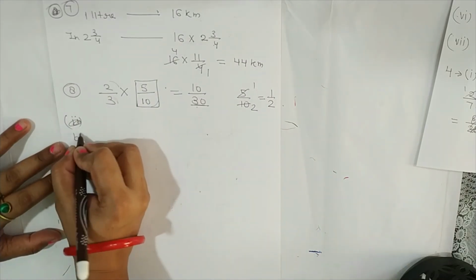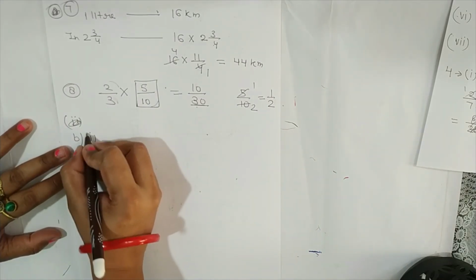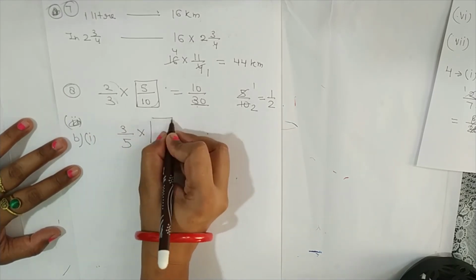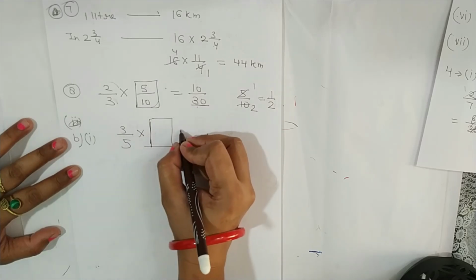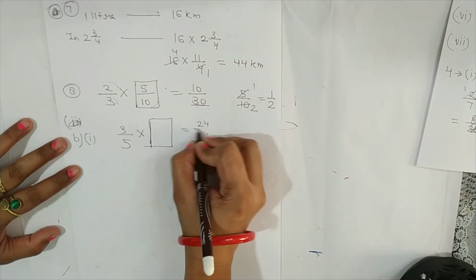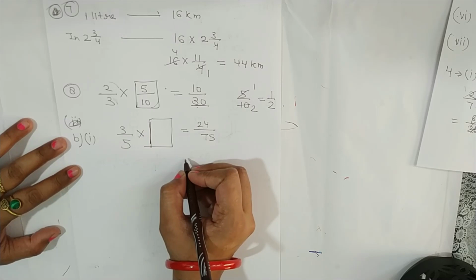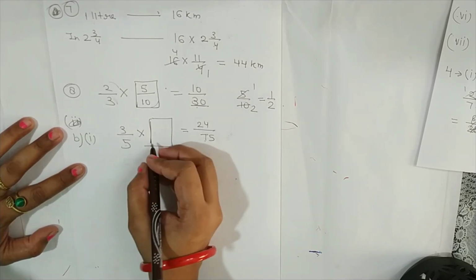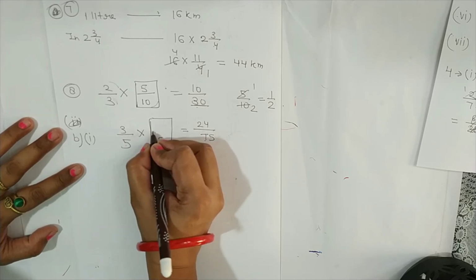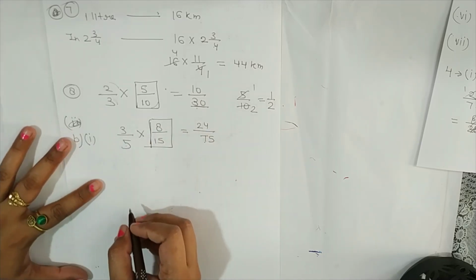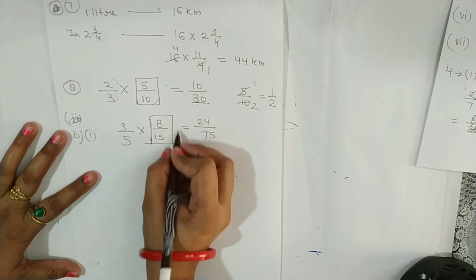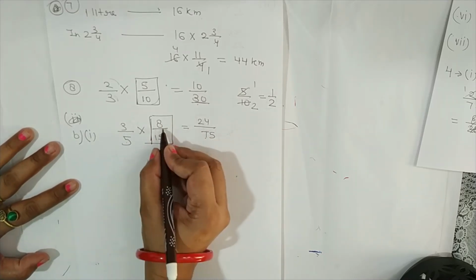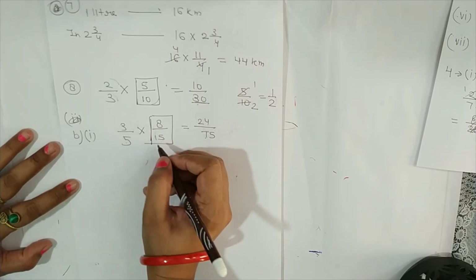Now part B, first part: 3/5 into what becomes 24 upon 75. So 5 into what is equal to 75? Yes, 15. Here 8. Now we can't reduce 8 upon 15, so the simplest form of 8 upon 15 will be 8 upon 15.